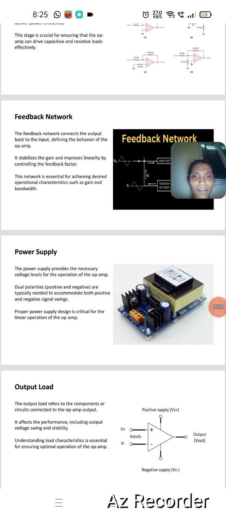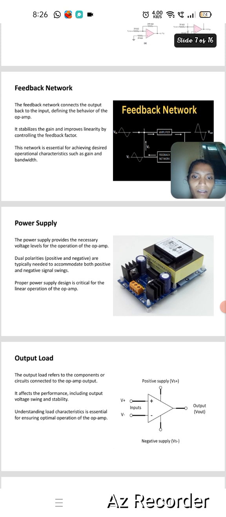Feedback network. The feedback network connects the output back to the input, defining the behavior of the op-amp. It stabilizes the gain and improves linearity by controlling the feedback factor. This factor is essential for achieving desired operational characteristics such as gain and bandwidth.